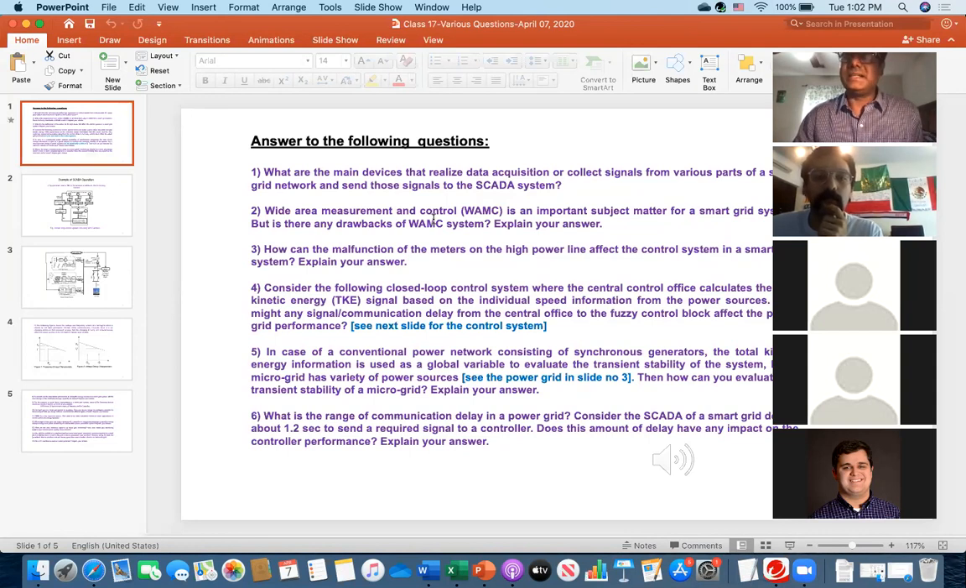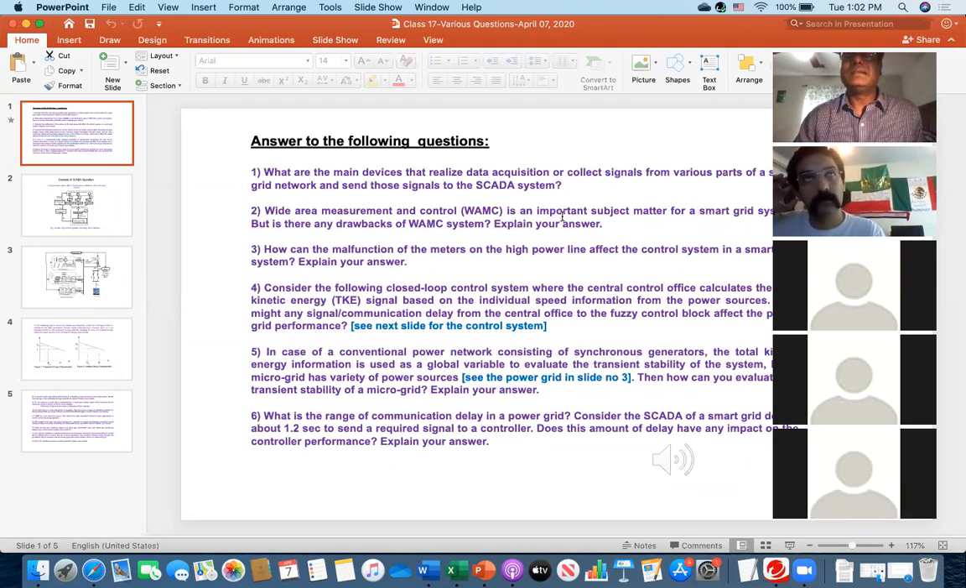You know that smart grid is huge. There are lots of nodes, buses, lots of measurement locations. So what are the main devices that participate in collecting signals and then send those signals back to the main control system, which is the SCADA? So therefore, you see, the answer would be RTU. You can write down RTU. RTU means remote terminal unit.